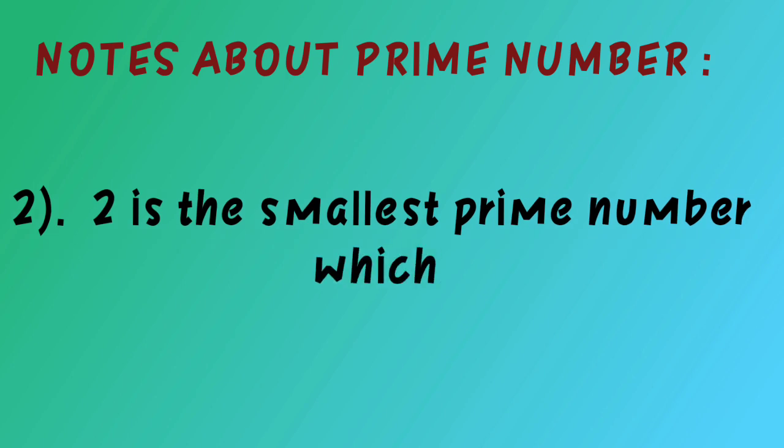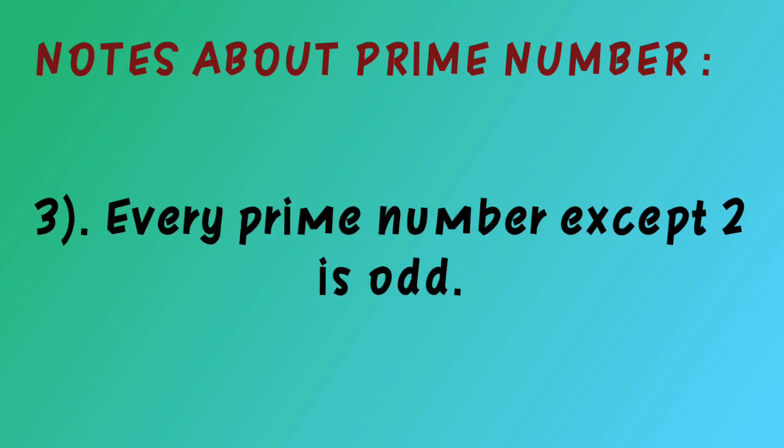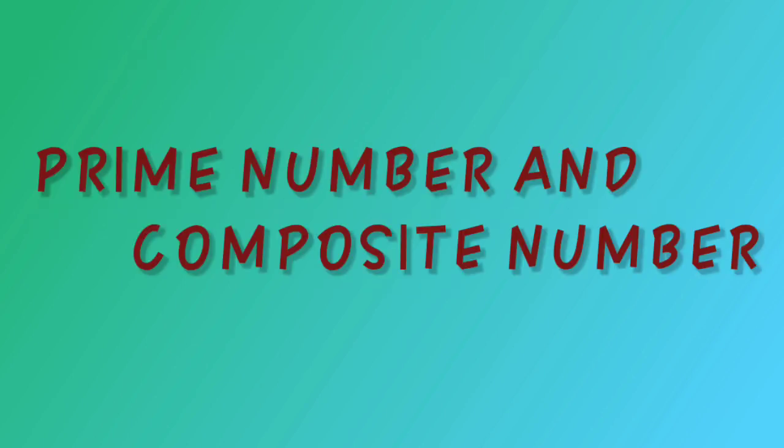Second is 2 is the smallest prime number which is even. 2 सबसे छोटा prime number है और वो भी even है. The third is every prime number except 2 is odd. 2 के अलावा जितने भी प्राइम नंबर्स है सब ऑड नंबर है, कोई भी इवन नंबर नहीं है, सिर्फ 2 ही इवन नंबर है. So this was about prime number and composite number.